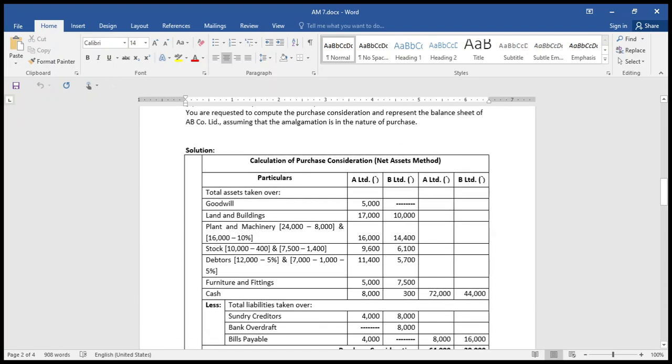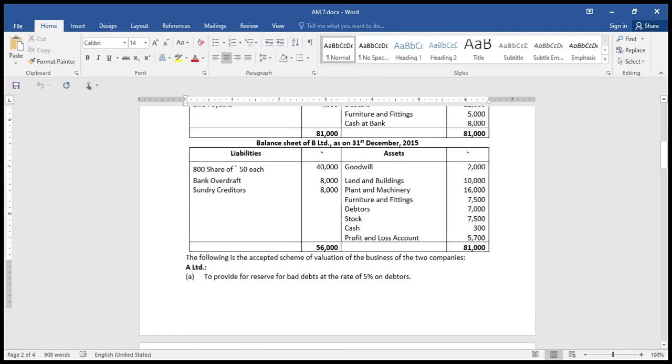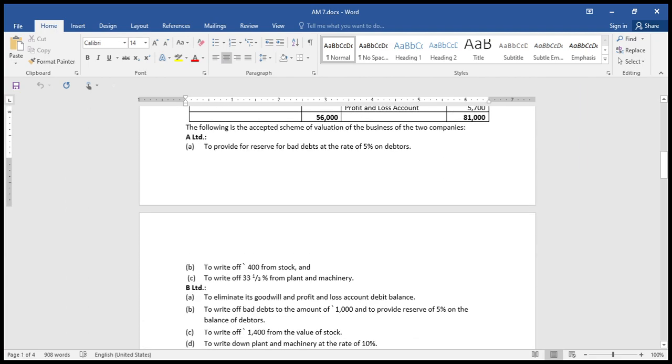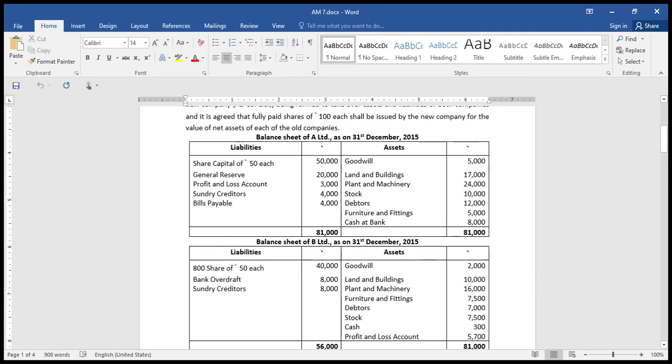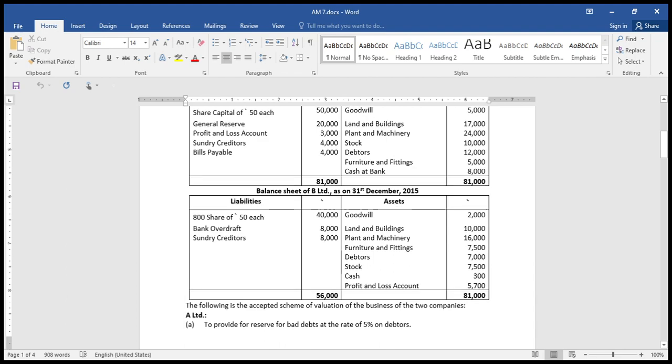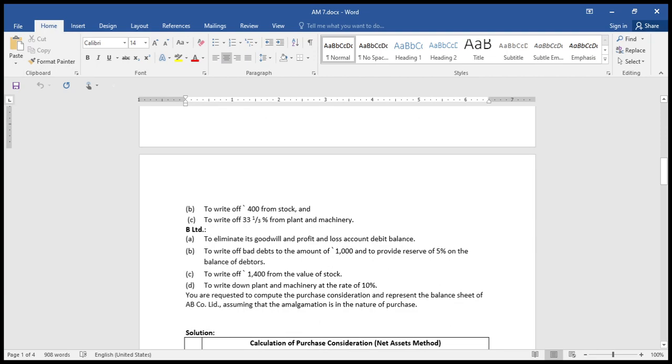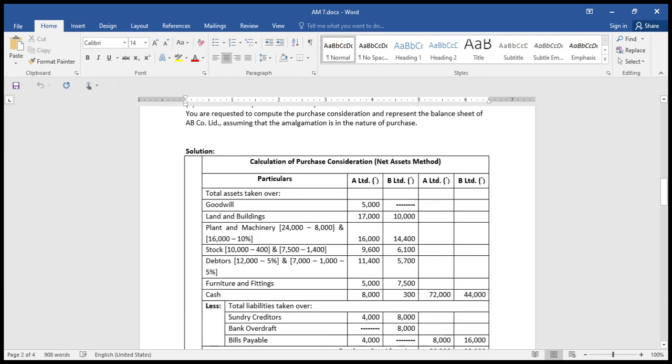So land and buildings, no changes in the balance of land and buildings. So land and building will be taken over at their book value. Next, plant and machinery. In case of A Limited, we must write off plant and machinery at 33 1/3%, and total plant and machinery is 24,000. And in case of B Limited, plant and machinery 16,000, and we have to charge the depreciation at the rate of 10%. Okay, 16,000 and 14,400.